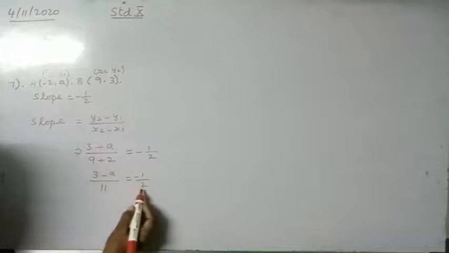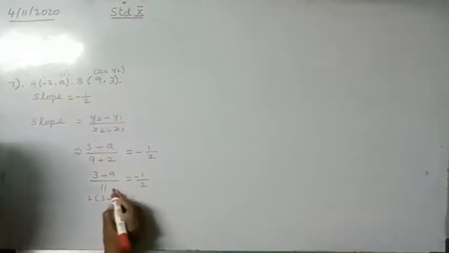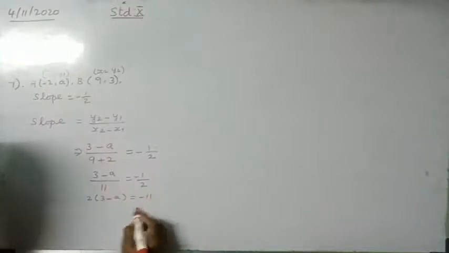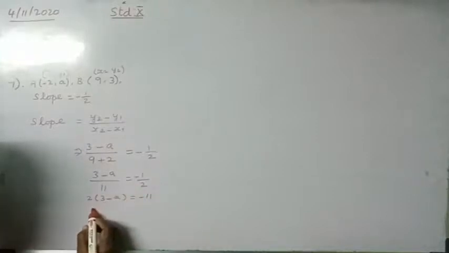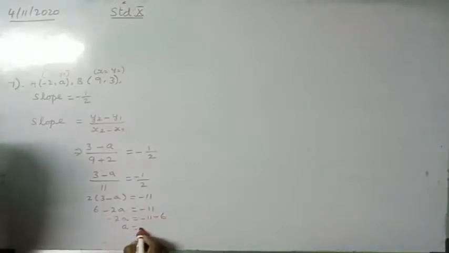Now cross multiply, then 2 comes here. 2 into 3 minus a is equal to minus 11, as 11 goes to the other side. Now multiply this number inside. 2 into 3 is 6, minus 2 into a is 2a, equal to minus 11. So minus 2a equal to minus 11 minus 6. So a is equal to minus 17 by minus 2 equal to 17 by 2. So a is equal to 17 by 2 is the answer.